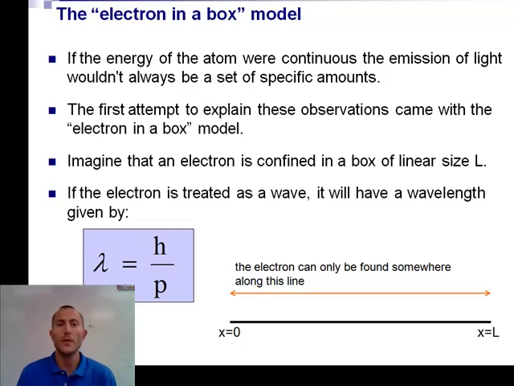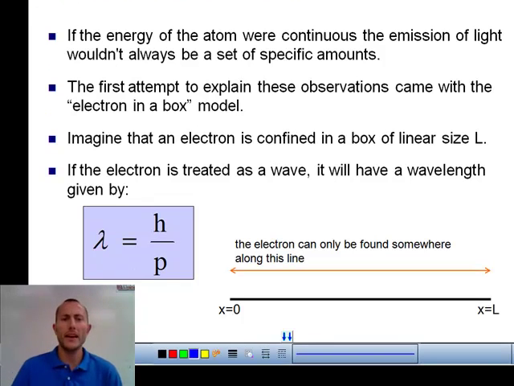So let's say we have a sample of hydrogen gas. It doesn't matter where that sample is, where it was collected. If it's hydrogen, if you excite those electrons, you are going to get the exact same emission spectrum no matter what. If the energy in the atom was continuous, that's not necessarily so. You would get a range of wavelengths. You wouldn't always get the exact same emission spectrum. The electron in a box model was one of the first ways to try and explain this idea.